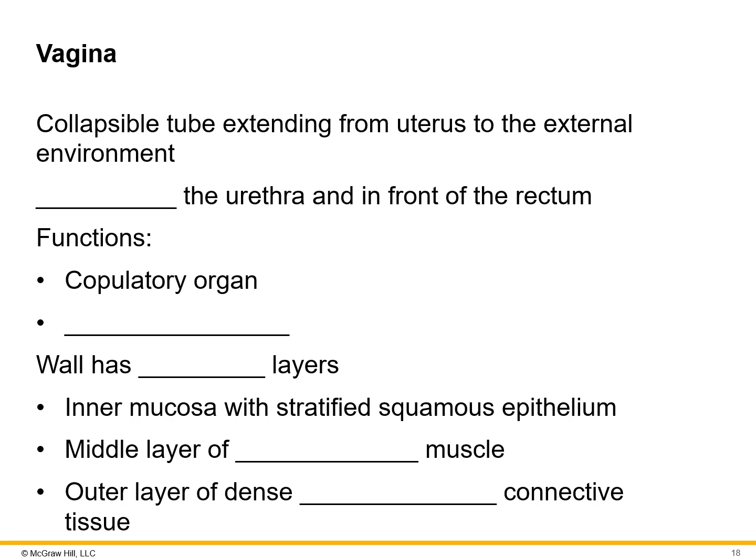The wall of the vagina is going to have 3 layers. It has an inner mucosa with stratified squamous epithelium, a middle layer of smooth muscle, and then an outer layer of dense irregular connective tissue.